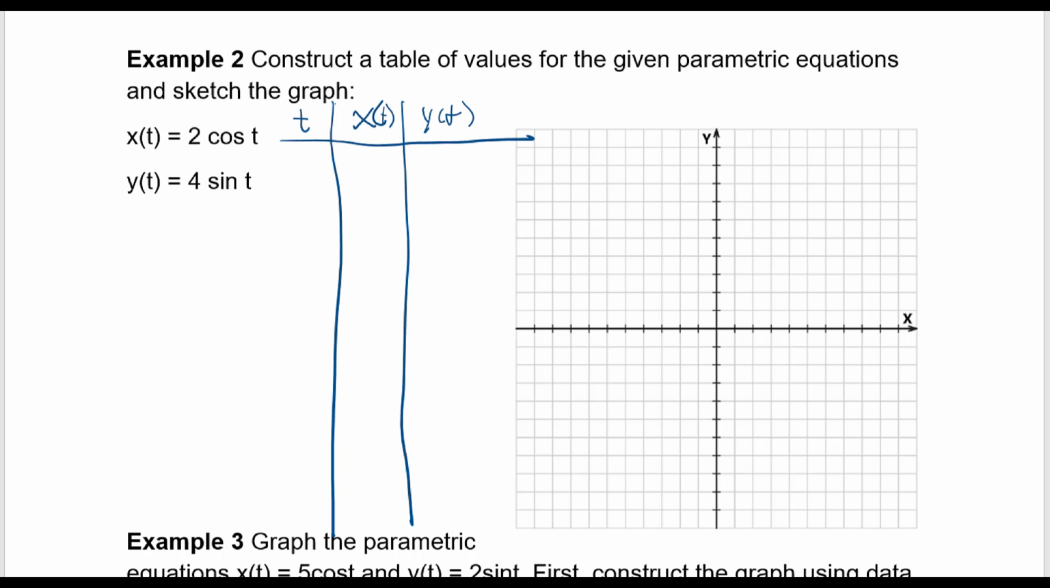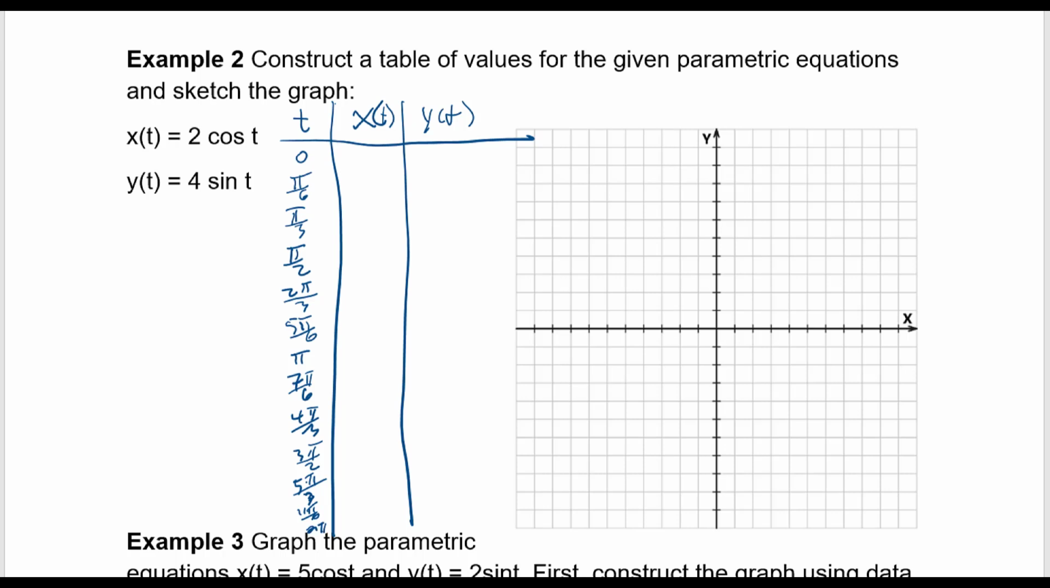go by pi over 6. So 0, then pi over 6, then pi over 3, then pi over 2, then 2 pi over 3, then 5 pi over 6, pi, 7 pi over 6, 4 pi over 3, 3 pi over 2, 5 pi over 3, 11 pi over 6, and 2 pi, if I can fit it down there.